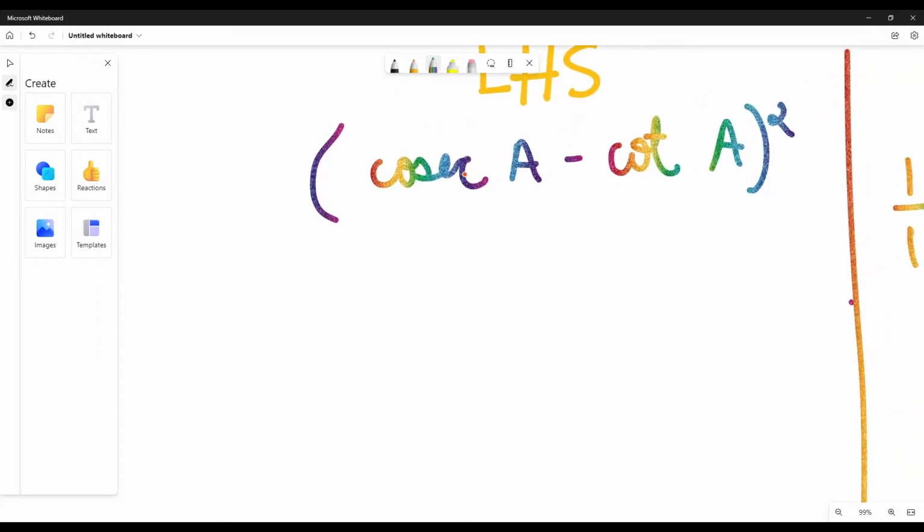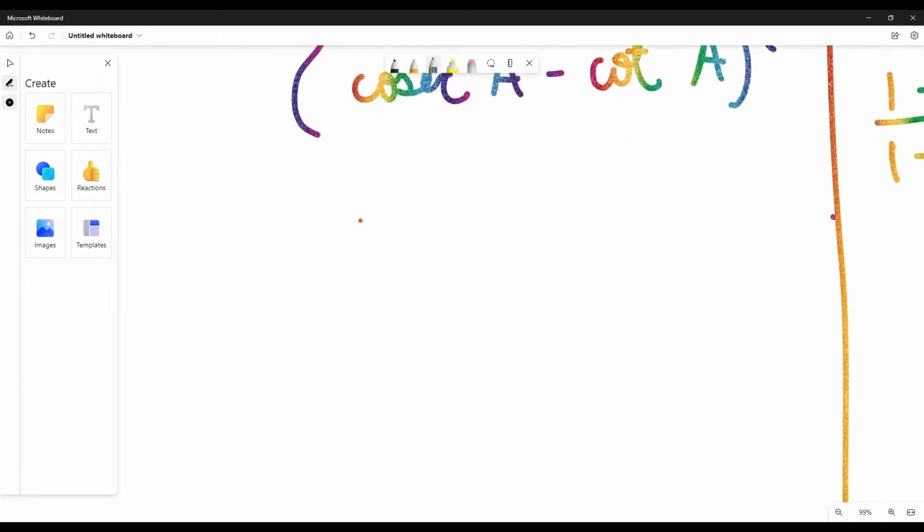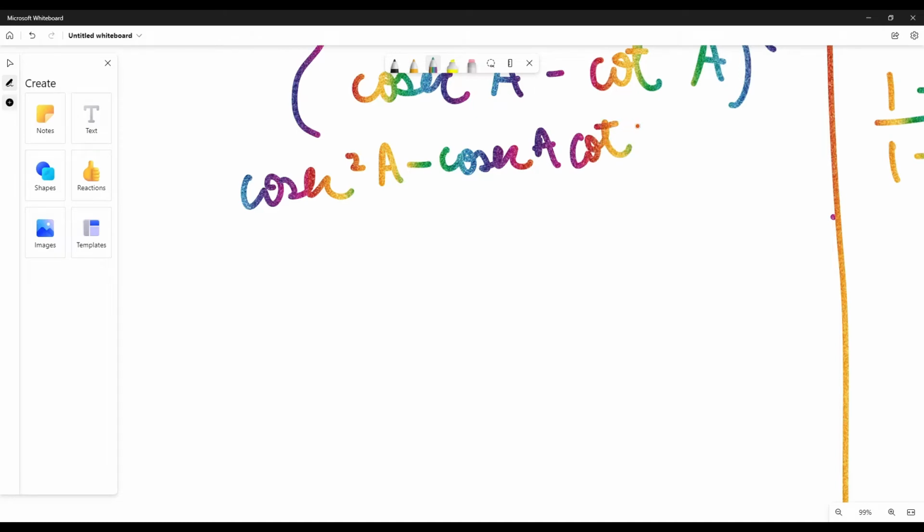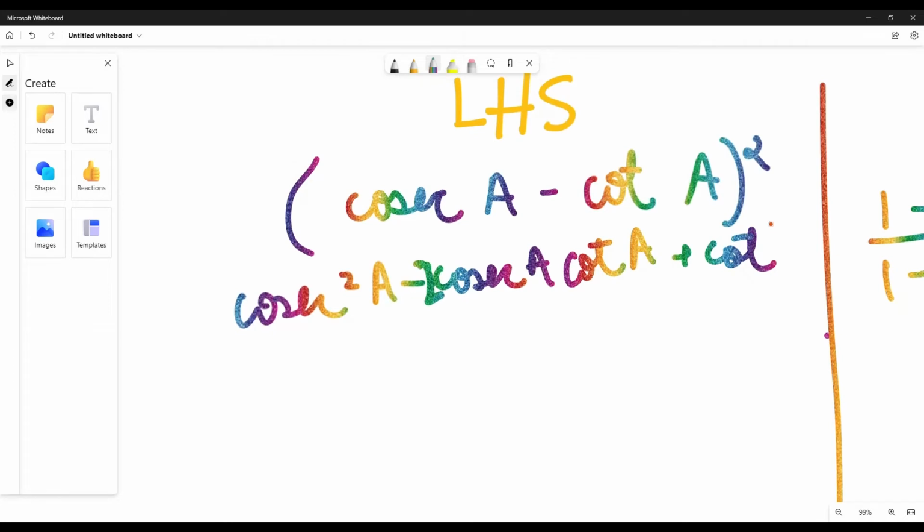We can see that we can apply the identity for a minus b whole squared. So let's start. Cosec a whole squared, minus 2ab, so 2 cosec a cot a, and the 2 we can adjust on this side, not an issue. Then plus cot squared a, right?